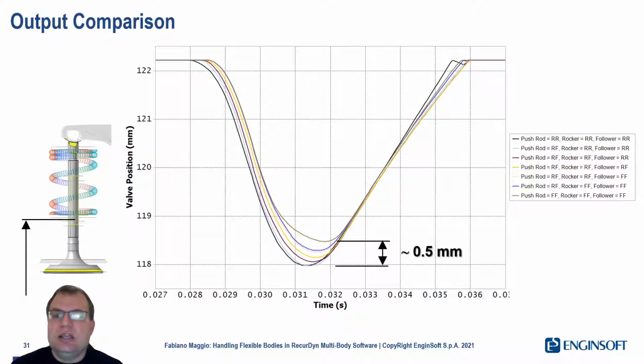And you understand here what I'm saying, because if we measure the valve lift with different combination of a reduced flex and full flex and the rigid formulation for the bodies involved in this model, you see that the measurement of the valve lift changes a lot. So if my model is made to capture the real behavior of this valve, I cannot make wrong choices. In particular, in this case, if I don't use the full flex approach for the rod, I will get results that are 0.5 millimeters wrong.